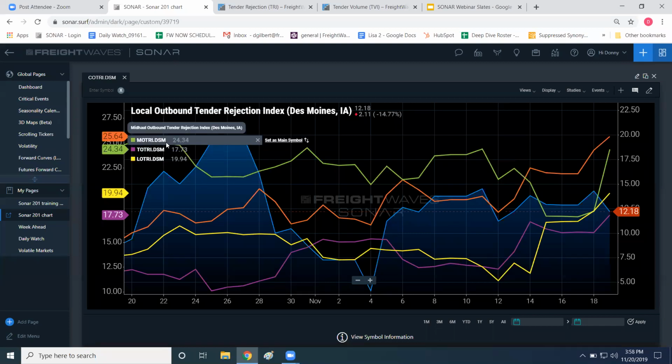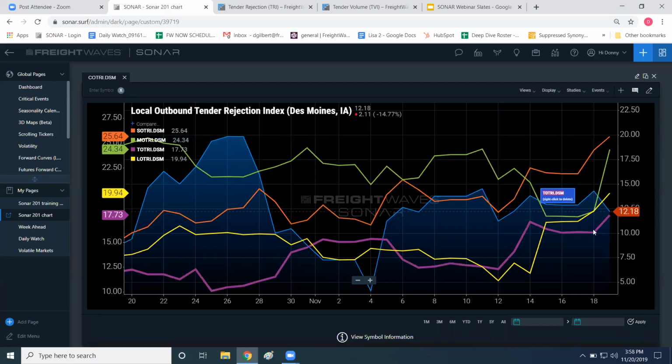Now, these are not by reefer or dry van. This is the average rate. But you can see which lanes are carrying the highest rejection rates. And of course, here we see the local runs are only 12% tender rejection, which is still kind of elevated. But your short haul is 25%. So this is a lane that's kind of not as well accepted by carriers as the other lanes. So it's carrying a pretty high rejection rate. Mid haul as well is carrying a 24% tender rejection rate.